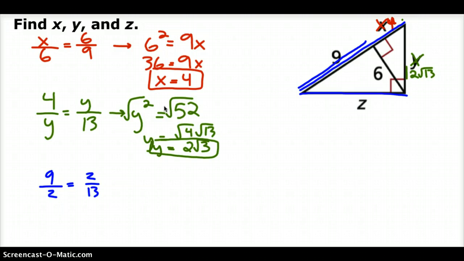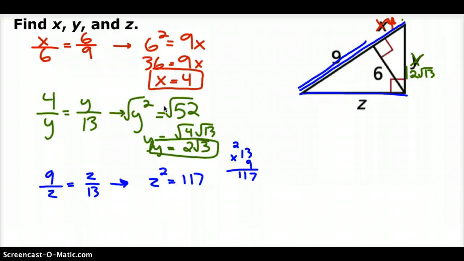Again, the shortcut for this would be going to this next step, saying that z squared is going to be equal to the product of 9 and 13. So 9 times 13 here is going to give us, let's see, what is 9 times 13? I don't have my calculator with me, so I'm just going to check this out really quick. That's 117. So z squared is going to be equal to 117.